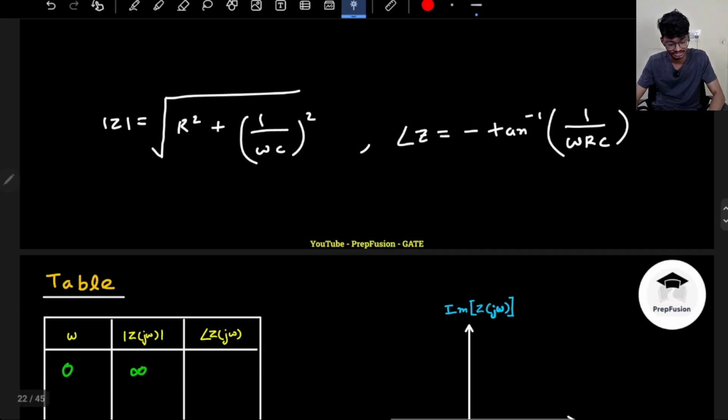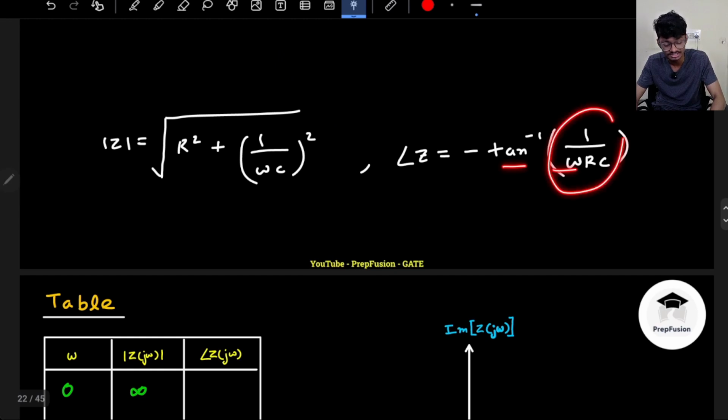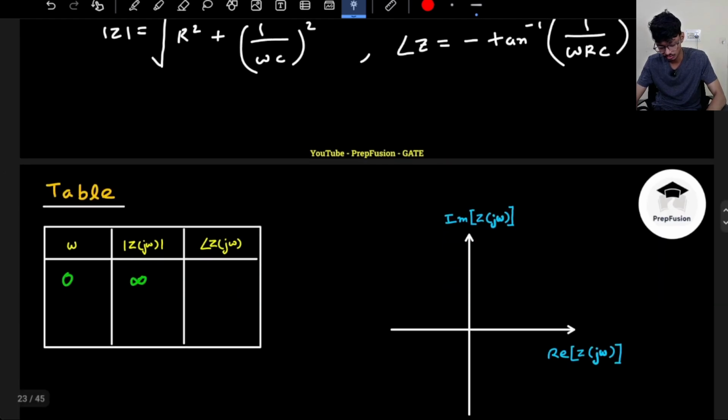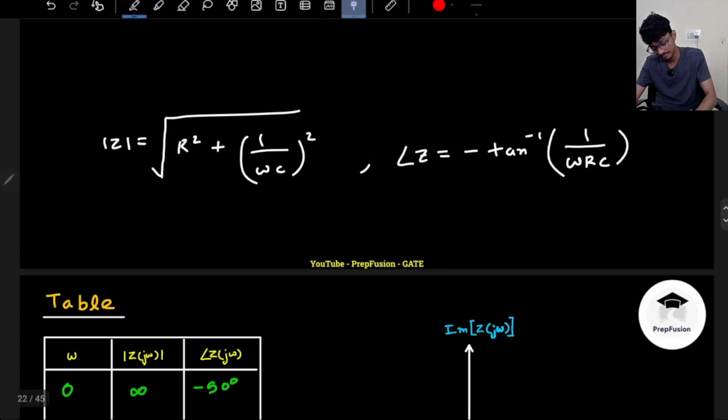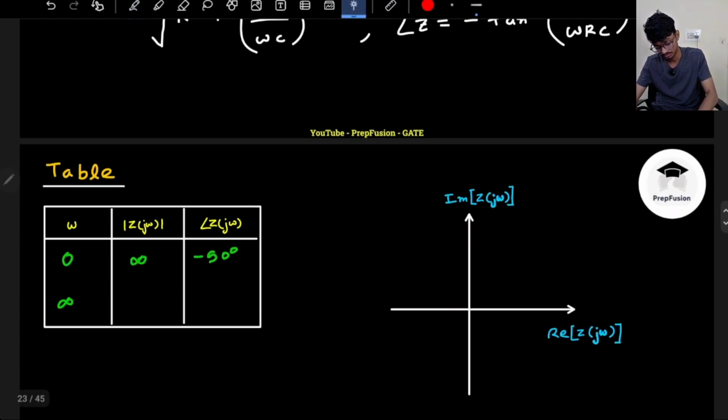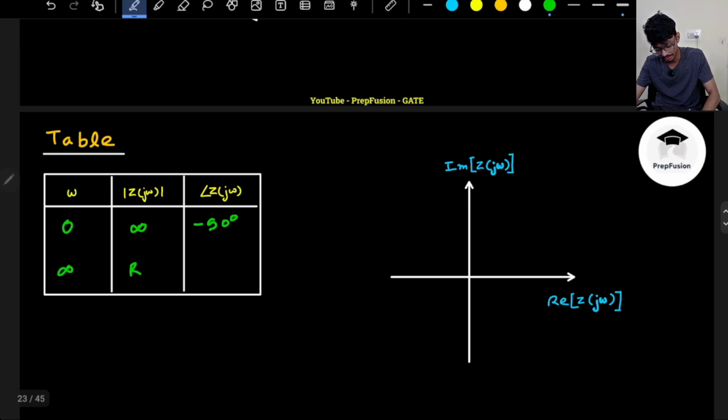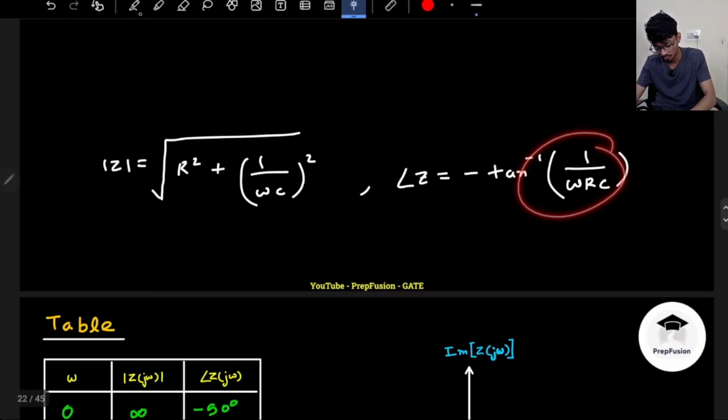But what is the phase? At ω equal to 0, this is tan inverse infinity. And what is tan inverse infinity? It is 90 degrees. And a negative sign is there, so it will be minus 90 degrees. What about ω equals to infinity? At ω equals to infinity, this will tend towards 0, so this will be R only, and your angle, this will tend towards 0, angle will also be 0 only.